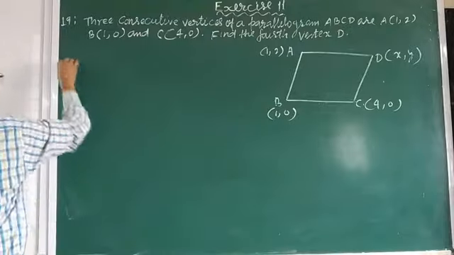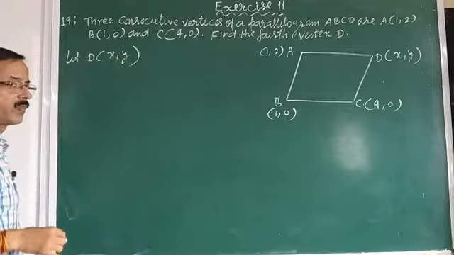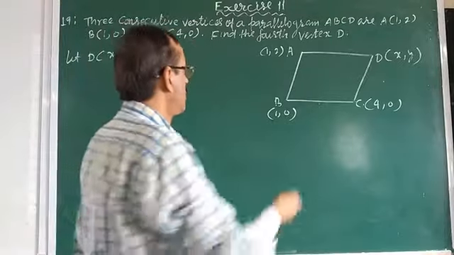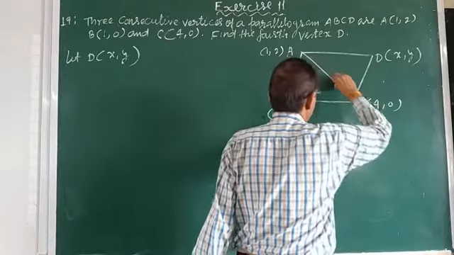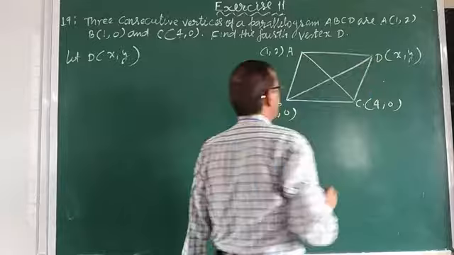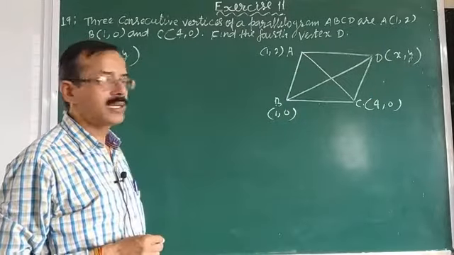So let D be (x, y). We have to find the x value and the y value. Okay, join AC. What is AC? Diagonal. And what is BD? Diagonal. So these are the diagonals of the parallelogram, AC and BD.